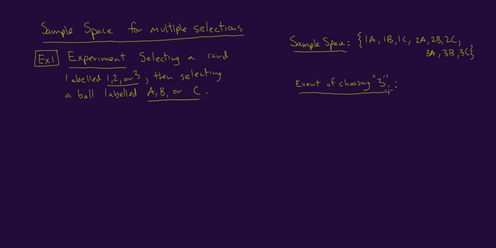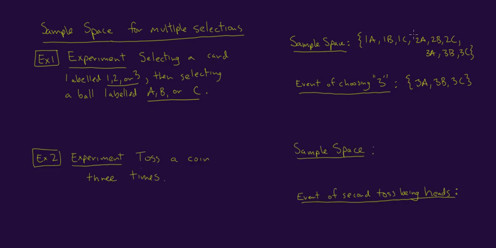letters. So if we're getting closer to probability and we wanted the event of choosing a 3 on the card, then we would take the elements of the sample space that had 3 as the card, which would be 3A, 3B, 3C. Okay, hopefully that's straightforward, but let's give you a chance to follow up and try one on your own to see if you are understanding.